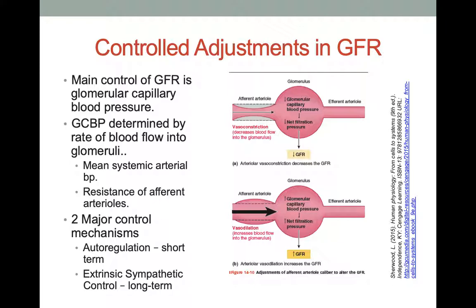The two major mechanisms we use to regulate GFR are autoregulation, which is a short-term thing, or extrinsic sympathetic control, which is more of a long-term regulation of that arterial blood pressure. So we have a short-term and a long-term mechanism to make this work.